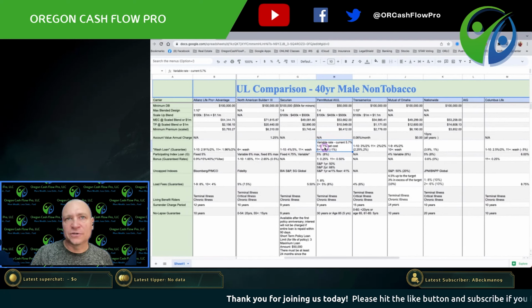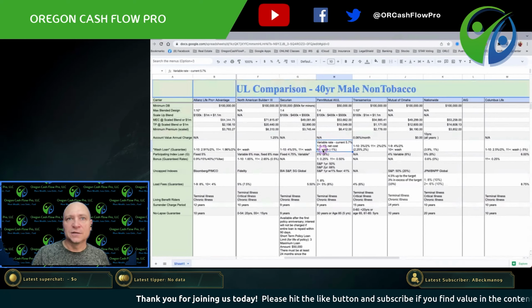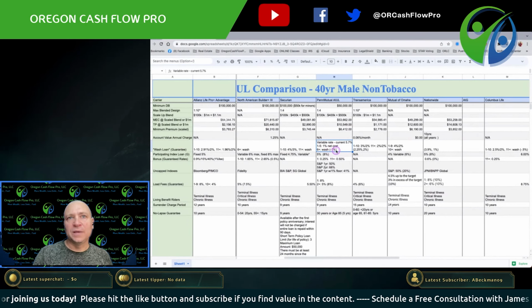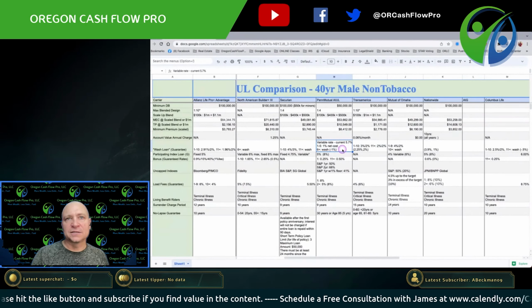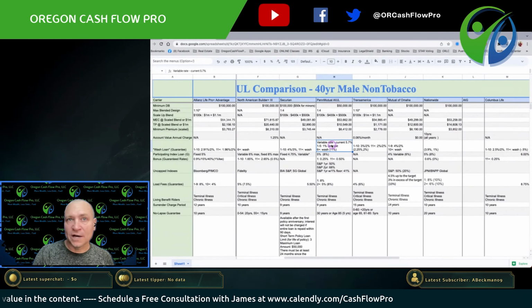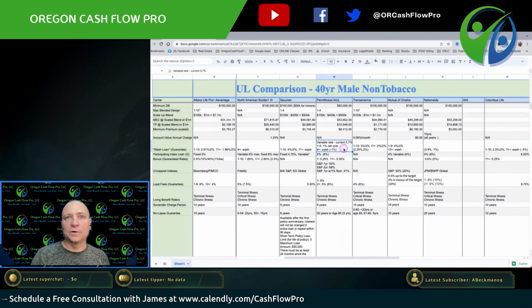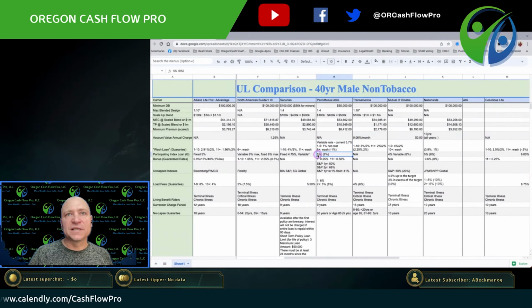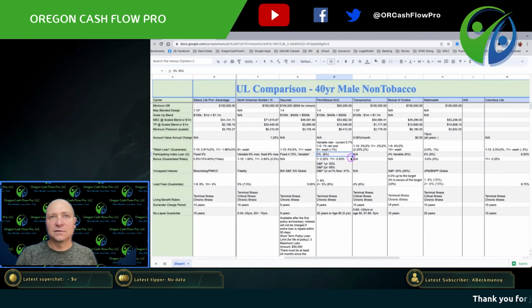Now, after year 6, it washes, but it's not a guarantee that it will wash. There could be a net 1% cost that they change it to. So they do reserve the right to adjust that from a wash to a net 1% cost. Their participating index loan is currently 5%, but they reserve the right to increase that up to 8%.